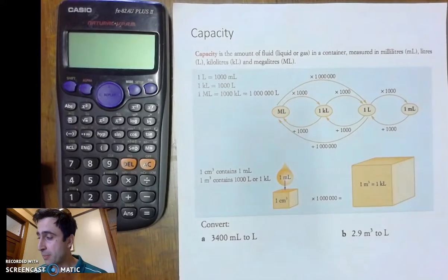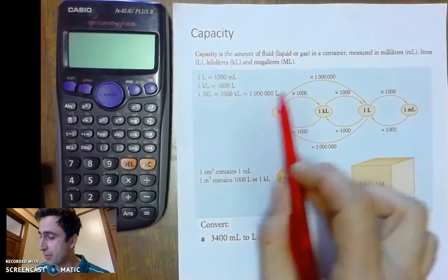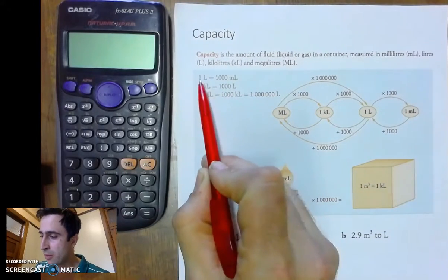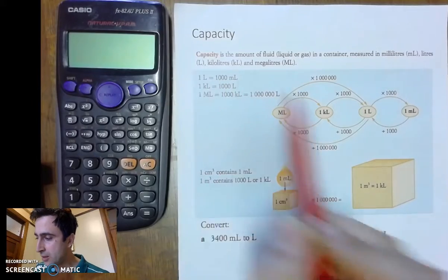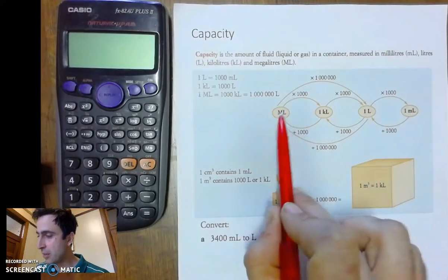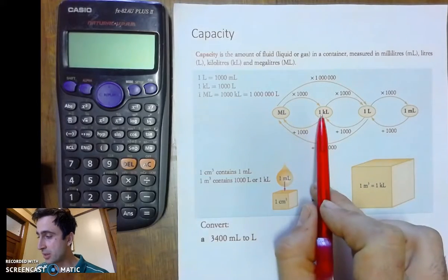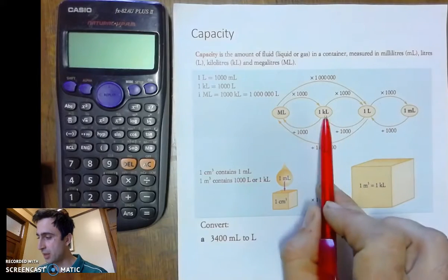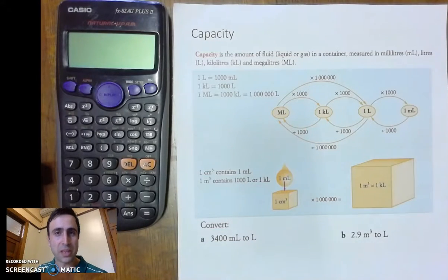Here's just another one of our lovely little tables as we've done before. To rerun, we know that in 1 litre there's 1,000 millilitres. In 1 kilolitre there's 1,000 litres. In 1 megalitre there's 1,000 kilolitres. See, it goes up in thousands, milli to litre to kilo to mega. All of those just mean it's a 1,000 difference.